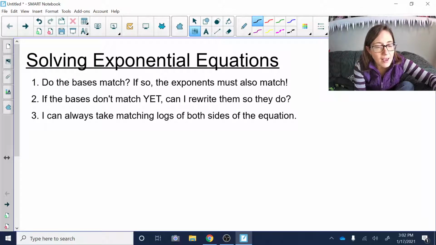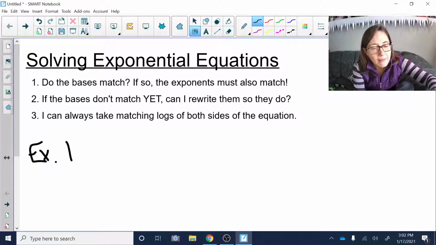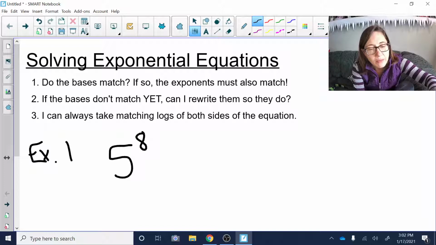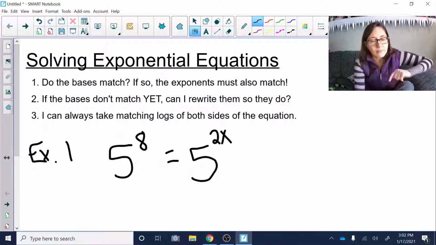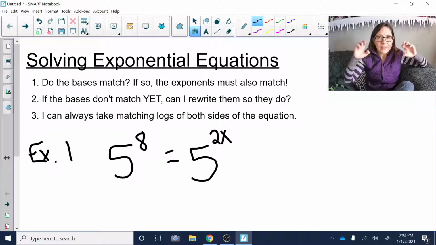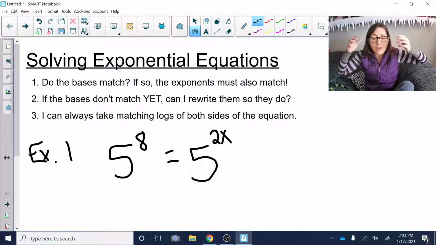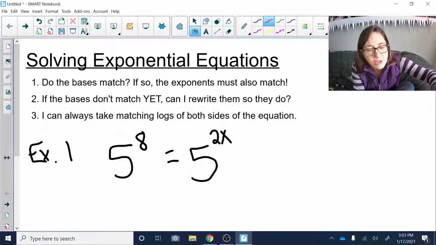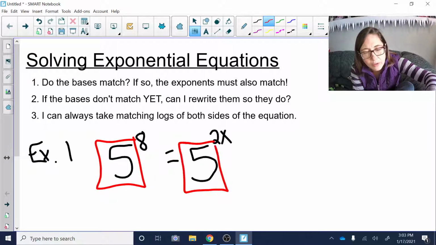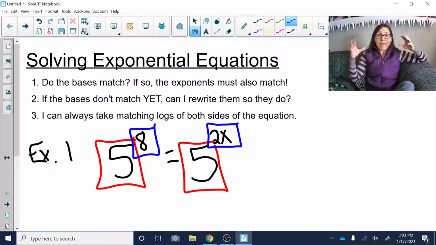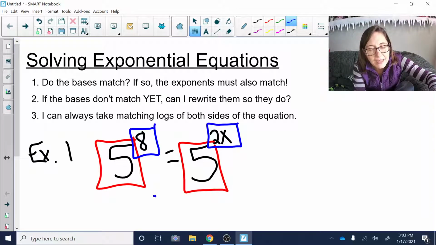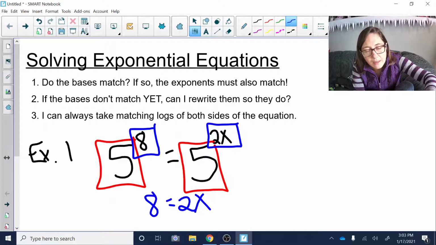Maybe you would have 5 to the 8th equals 5 to the 2x. Do you see how the bases are 5 on both sides there? If we have matching bases and these things are equal, then the exponents must also be equal. Those match, so those must match if we're going to come out with equal answers. So this would mean that 8 equals 2x. Divide by 2 on both sides, and x equals 4.